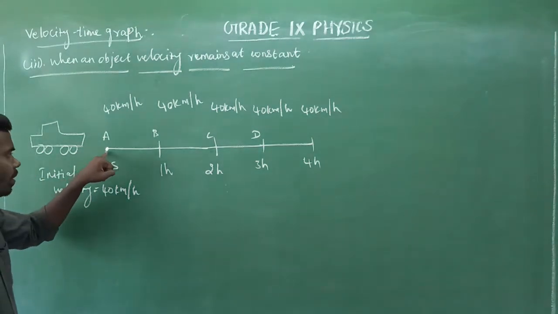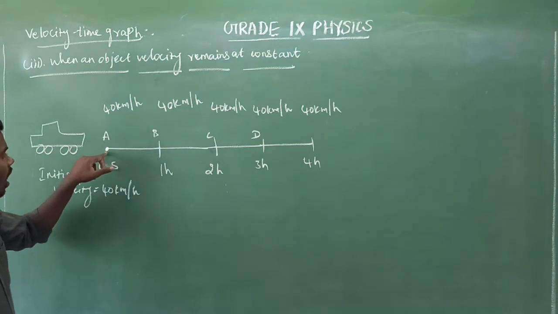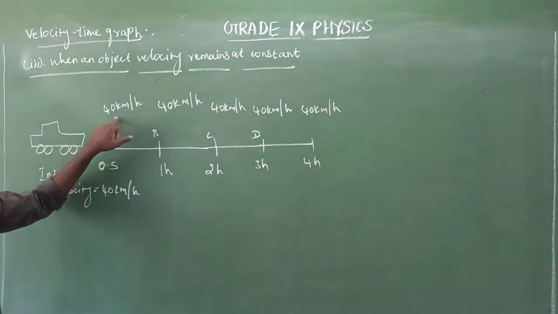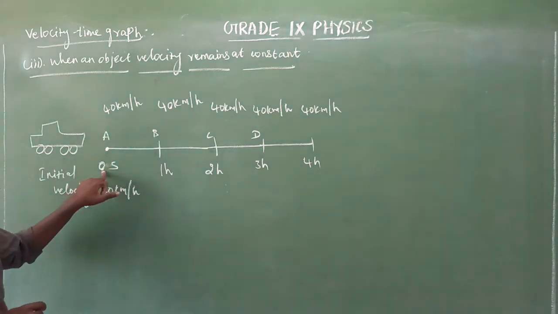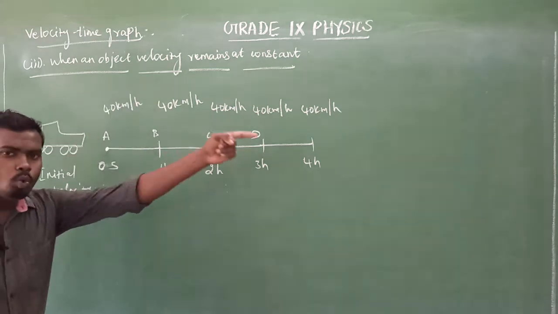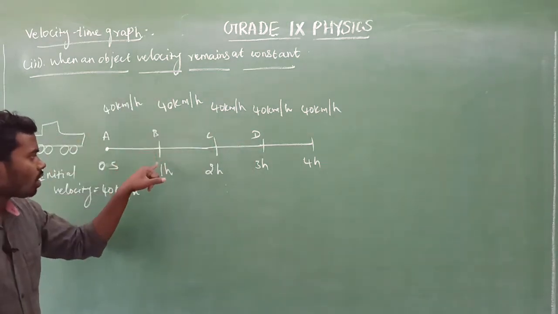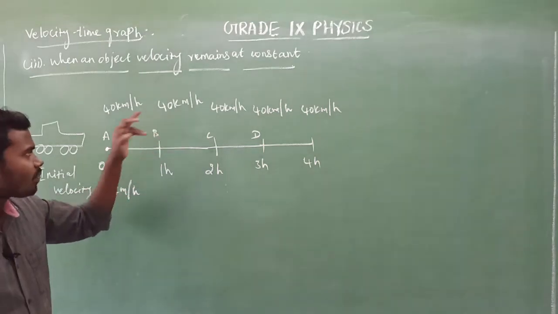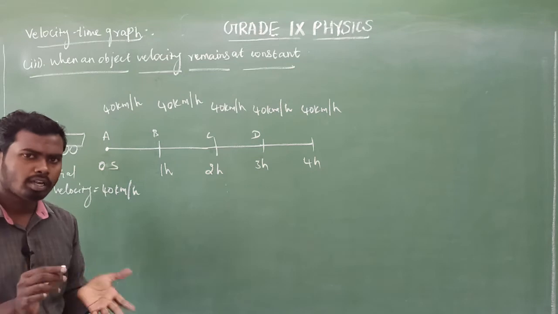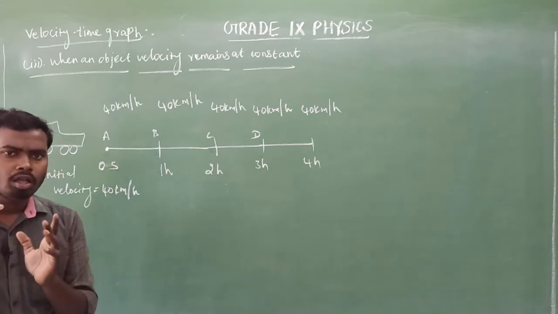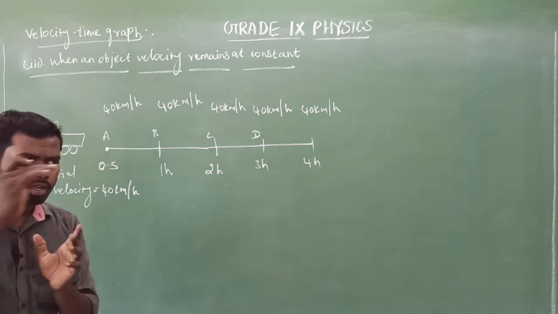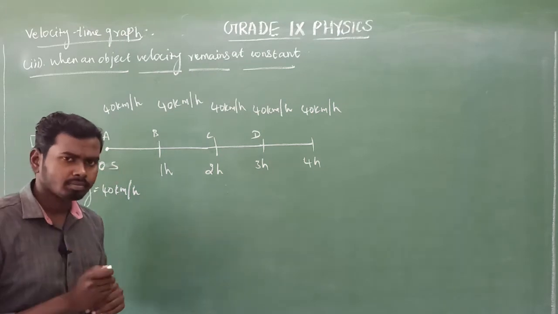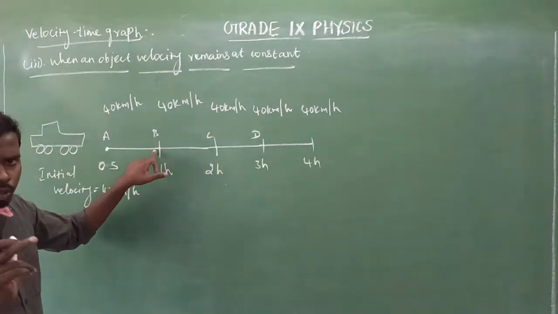Look here. The car is initially at point A, so at point A the initial velocity of the car is 40 km per hour at time 0. In the next 1 hour, note this point, the car velocity remains the same, that is 40 km per hour, which means the car still moves at constant speed, constant velocity. Am I right? Yes. So now the car comes to point B.